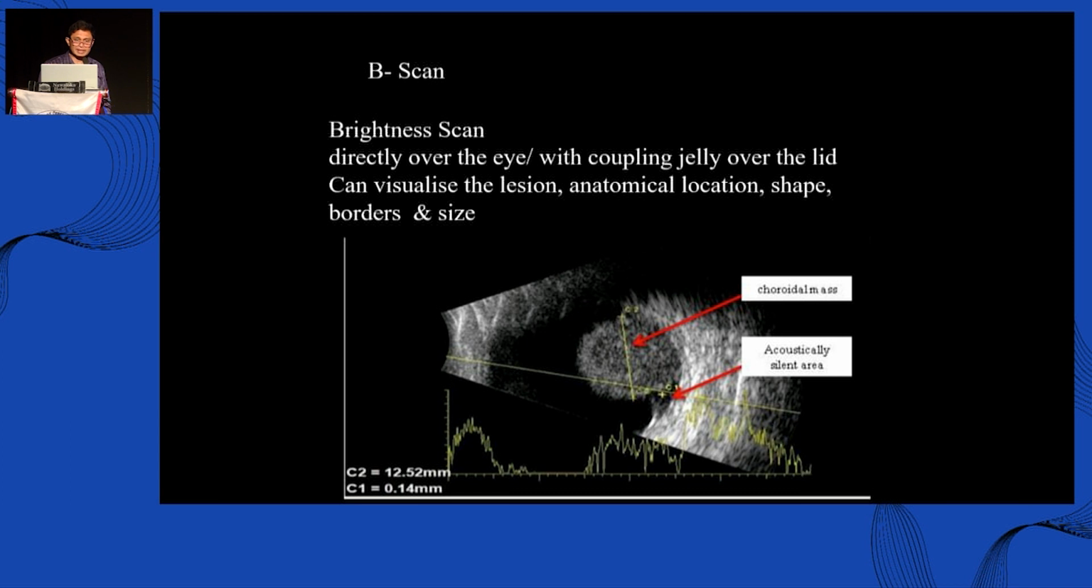B scan is a brightness scan, which is two-dimensional, done directly over the eye with a coupling jelly over the lid. I prefer to do it on the open lids, not the closed lids. It will reconstruct a lesion and tell you the anatomical location, the shape, border, and size, all of which can be calculated with a proper B scan. And if you can see here, there's an A scan as well. It's always good to do A scan and B scan together.